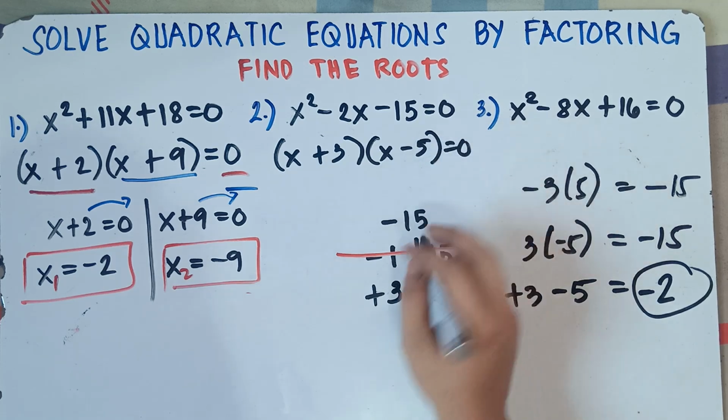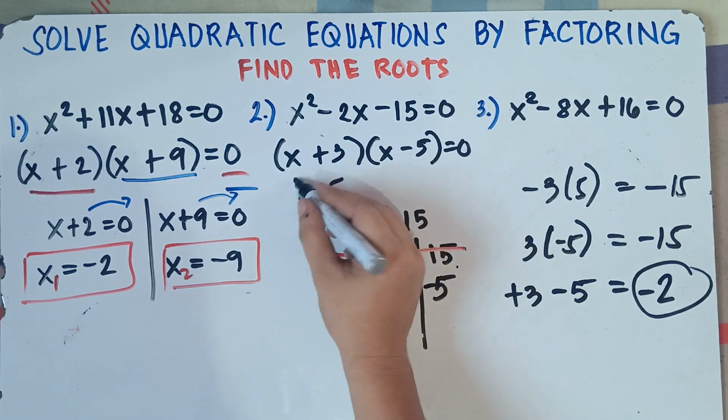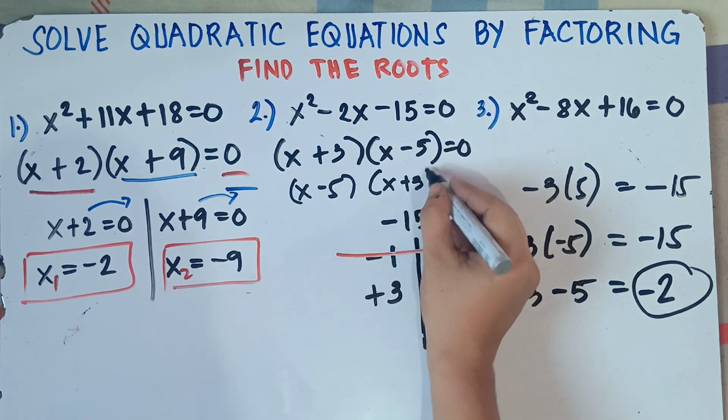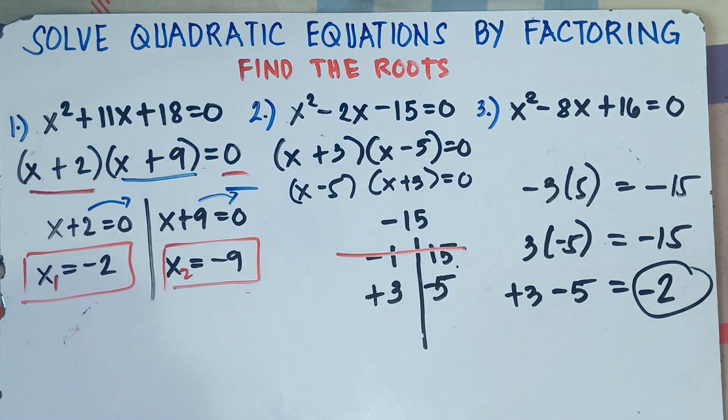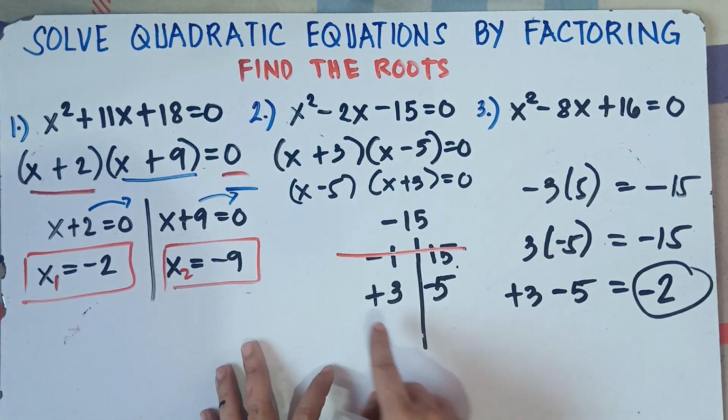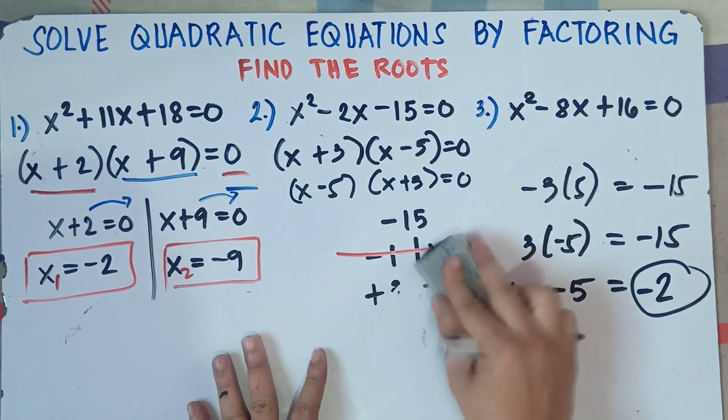Once again, class, you can interchange. You can have x minus 5 and then x plus 3. It's up to you, class, which do you prefer. You will have the same answer. So once again, positive 3, then negative 5.